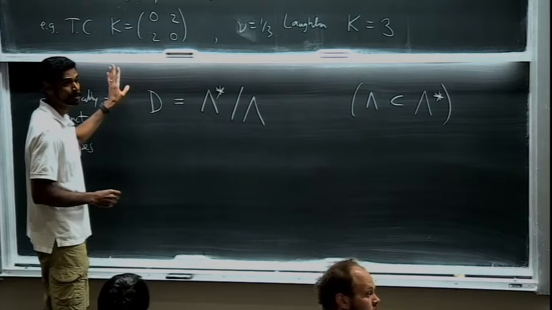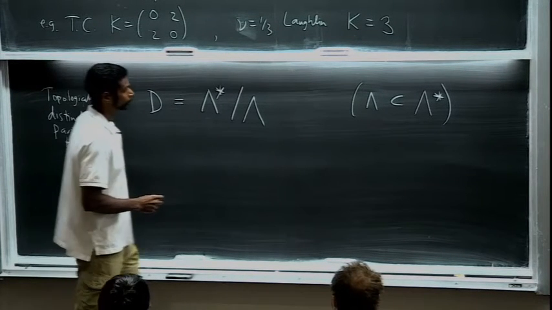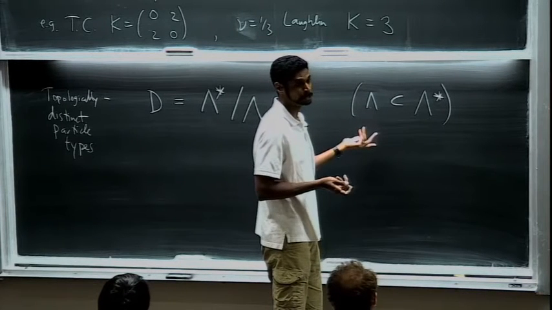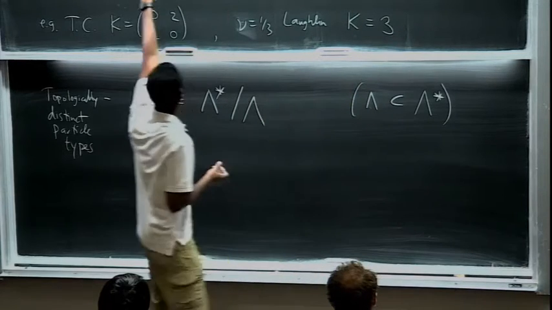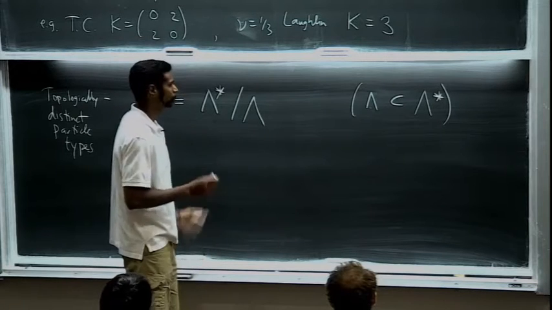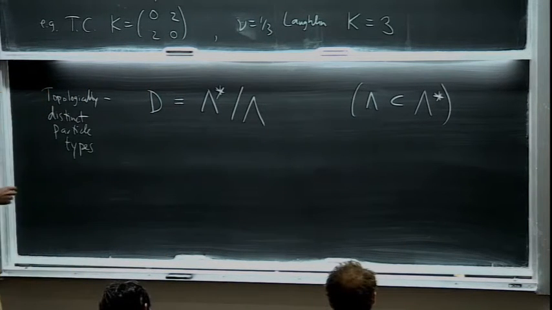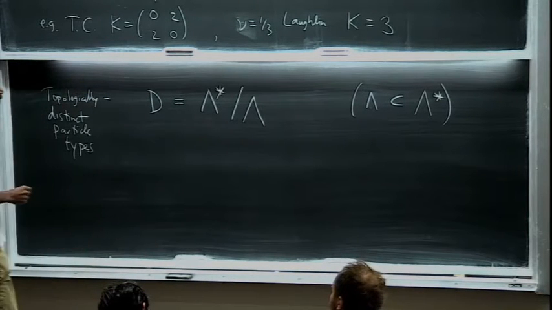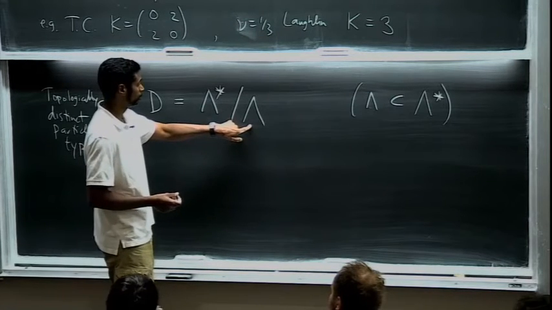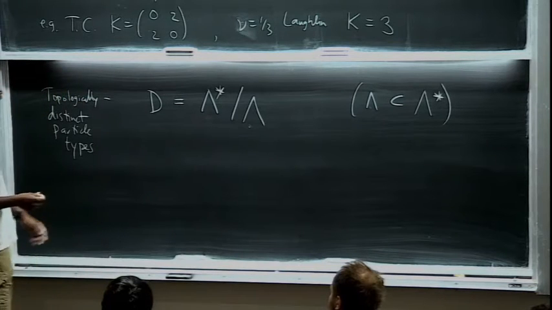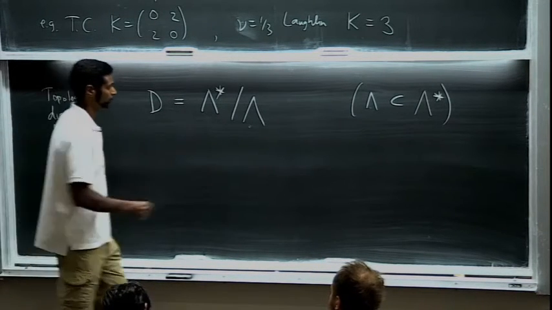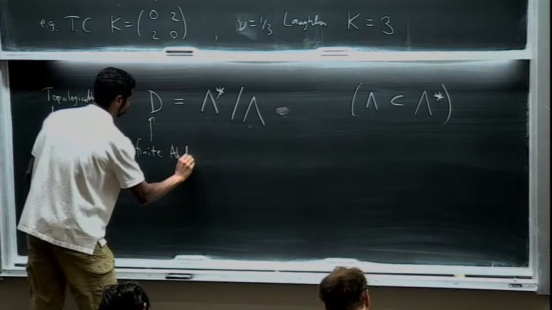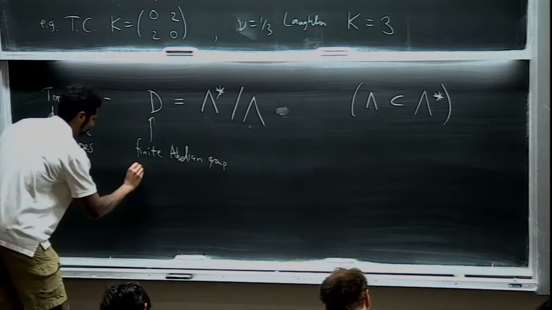What's that? Lambda star are all of the vectors whose inner products with the vectors in lambda are integers. And the vectors in lambda certainly are also such vectors, because all those inner products are given by K_ij, which is an integer matrix. So the ultimate reason is because K_ij is an integer matrix. So this is a finite set. In fact, it's a finite abelian group, because we can think of the lattice as an infinite abelian group, and its dual also, and we're taking the coset of two infinite abelian groups and getting a finite abelian group, usually called the discriminant group.